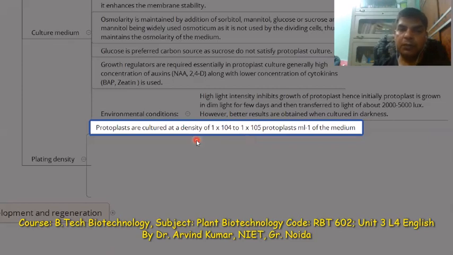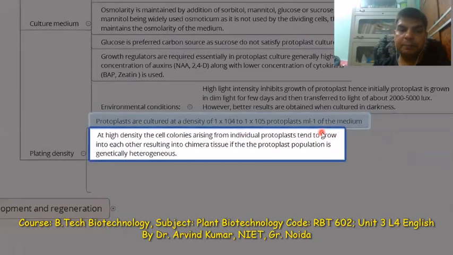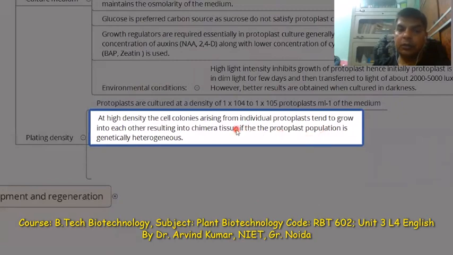So protoplasts are cultured at a density of 1 x 10^4 to 1 x 10^5 protoplasts per ml of the medium. And at high density, cell colonies arising from the individual protoplasts tend to grow into each other, resulting in chimeras. If you don't know about chimeras, then please wait for the next lecture. So high plating density will result in chimeric tissue formation.